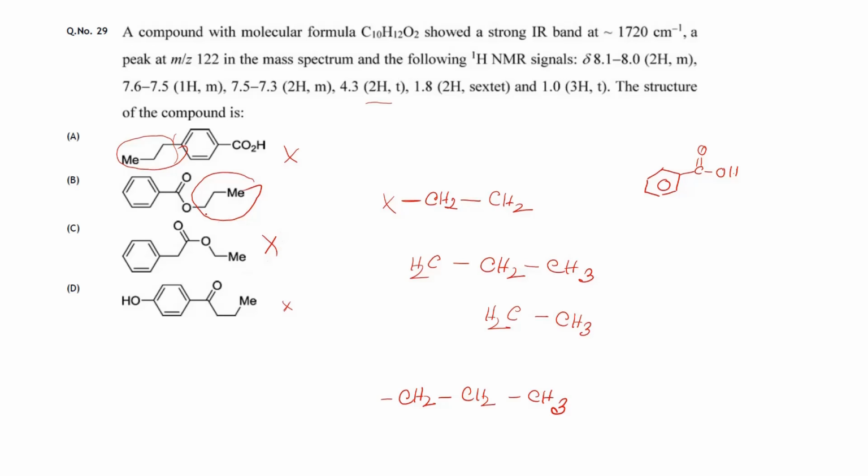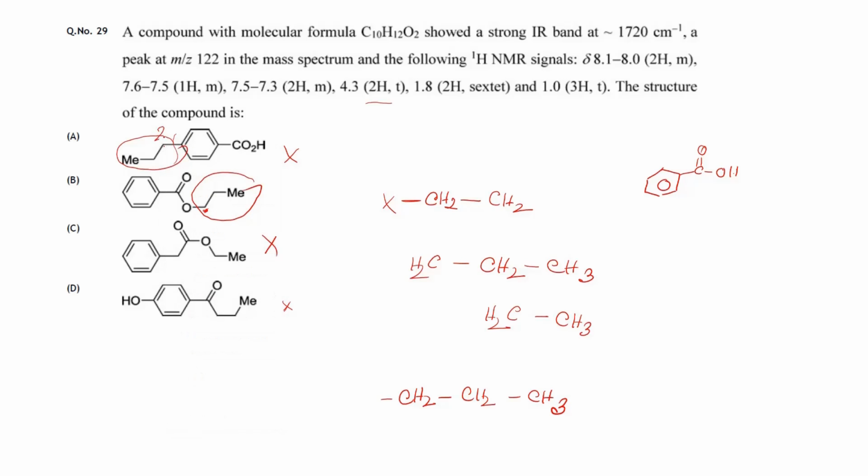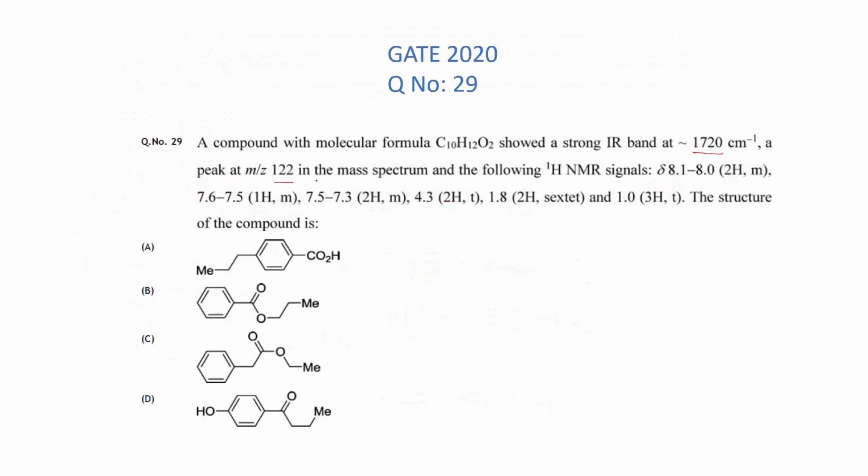The correct answer will be this one, because this is 4.3, 2 hydrogen triplet. Due to the ester group, this hydrogen will be most deshielded, but due to the aromatic ring, this hydrogen will not be that much deshielded, around 2.3. One important thing to remember: if the ester group is there, the next carbon will appear around 4.1 to 4.3. So that's why the correct structure will be our B.